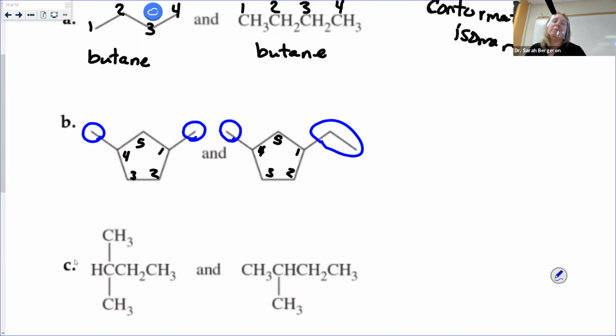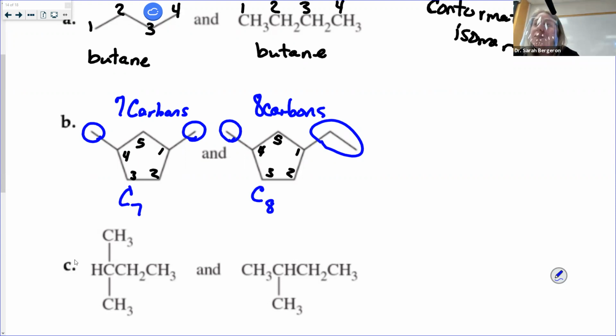So what would happen to my number of carbons? How many carbons in the first molecule? I have 7 carbons. How many do I have in the second molecule? 8 carbons. Do I have the same molecular formula? No, because this one's going to start C7 and this one's going to start C8. Doesn't even matter what the H's are because the carbons aren't the same. So if you don't have the same molecular formula, are you an isomer? No. So are we a conformational isomer? No. Are we a structural isomer? No. So what do we write? Not related.